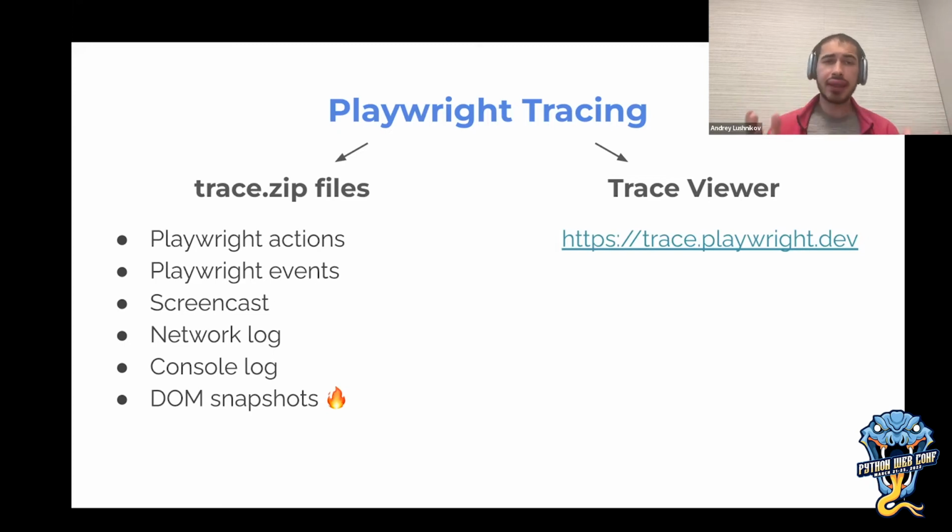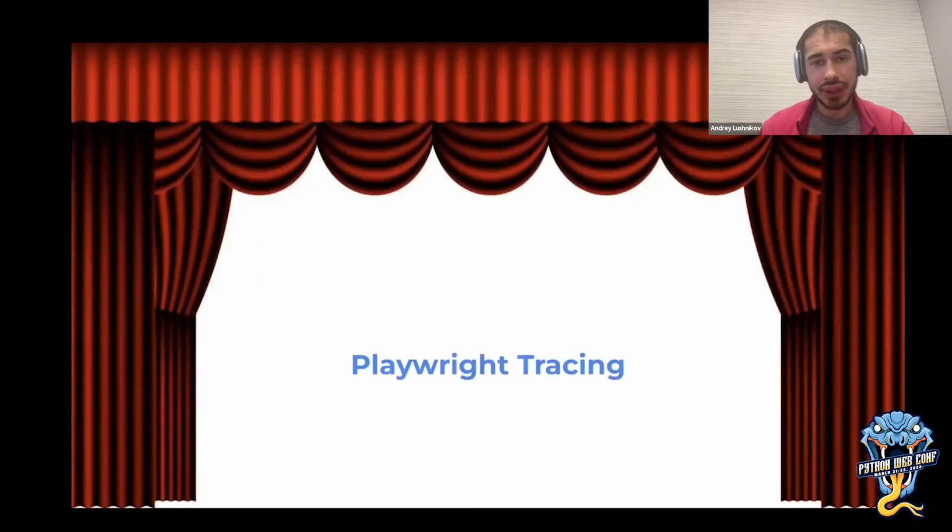And once you collect these trace zip files, these artifacts, you use the second part of this technology, which is called a trace viewer. And these days, you can easily just access the trace viewer at https://trace.playwright.dev. So let me actually show you what it is and how to use it.